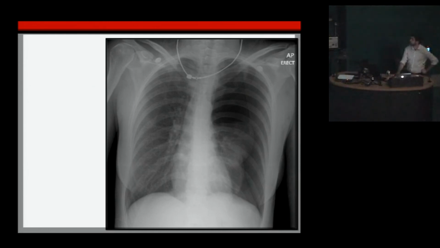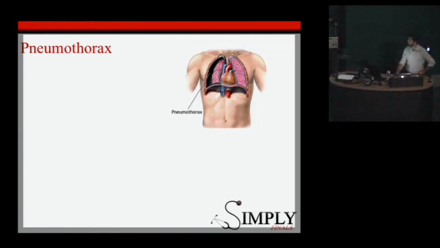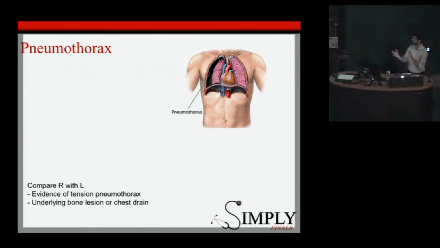Whereas that one, we're happy it's a pneumothorax? Yeah? Tension? Okay, so you see the mediastinum's coming across here. So with pneumothorax, again, and with all chest x-rays, you're just comparing like for like. And then make sure you look for the tension, and then look to see if there's any bony or soft tissue abnormalities underneath.